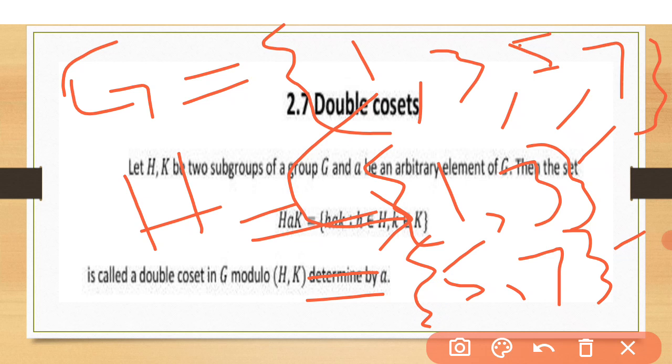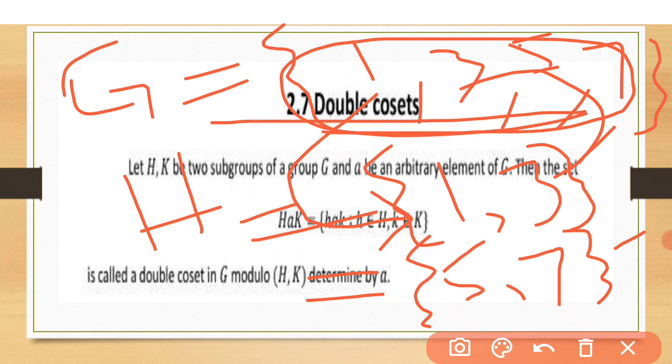Always, the union of cosets makes the complete G, a partition of G, and all the cosets are distinct; their intersection is phi. When we multiply this 3 from the right side, this will be the right coset. So the union of cosets will make complete G, and the intersection of cosets will be phi.